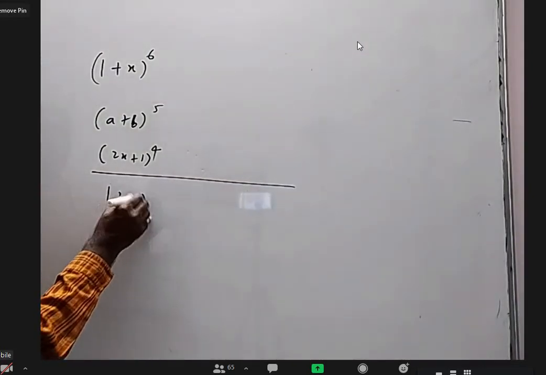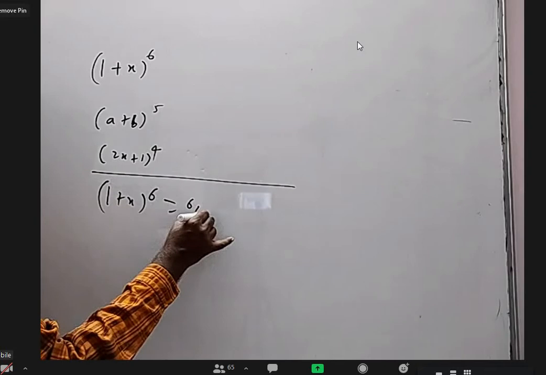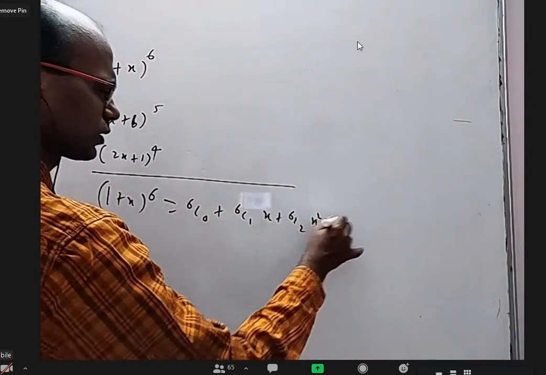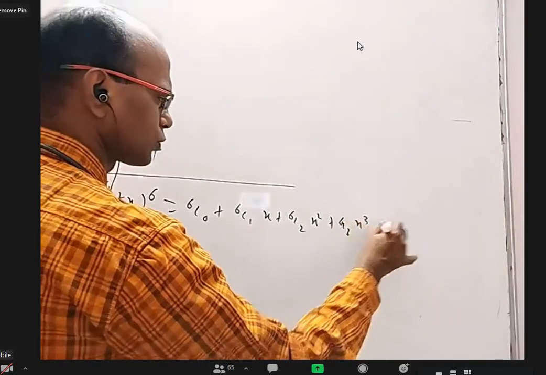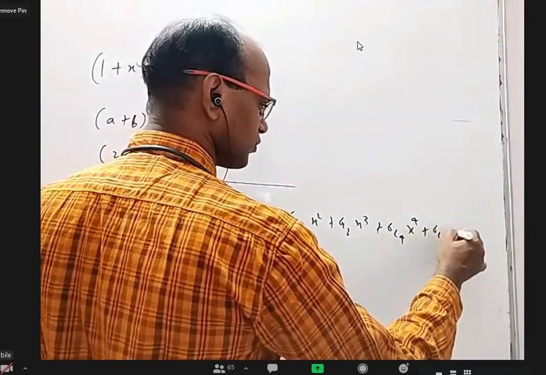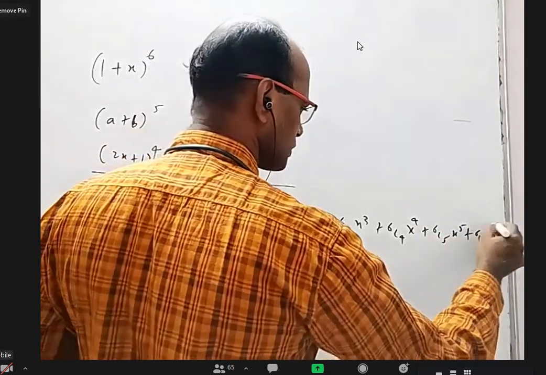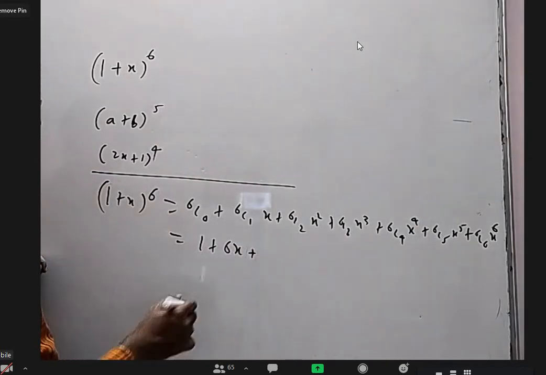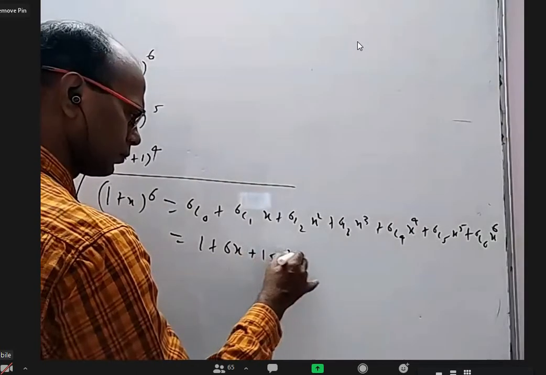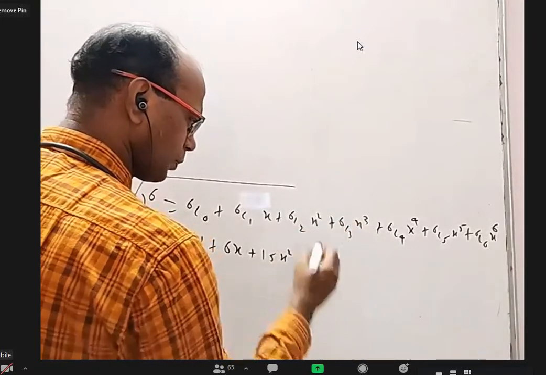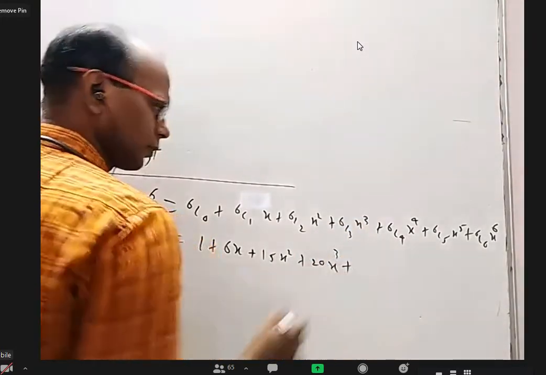So (1 + x) whole power 6 is 6C0 + 6C1 x + 6C2 x square + 6C3 x cube + 6C4 x power 4 + 6C5 x power 5 + 6C6 x power 6. This is 1, this is 6, 6C2 means 15. Don't copy, try to do it on your own. I'm just writing. That's all.